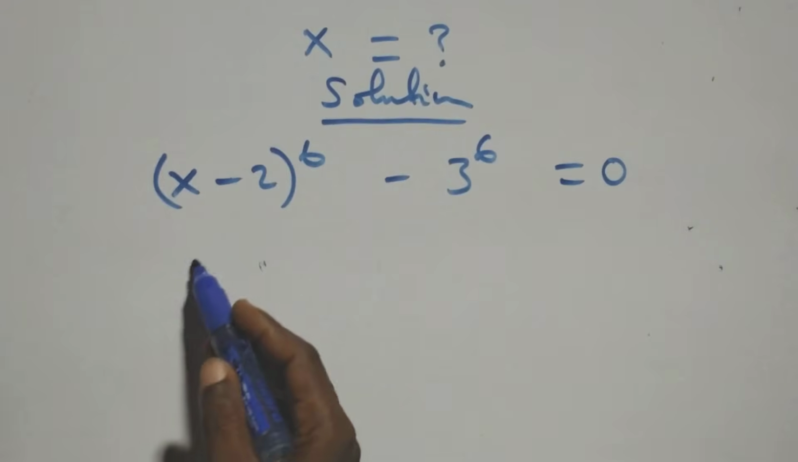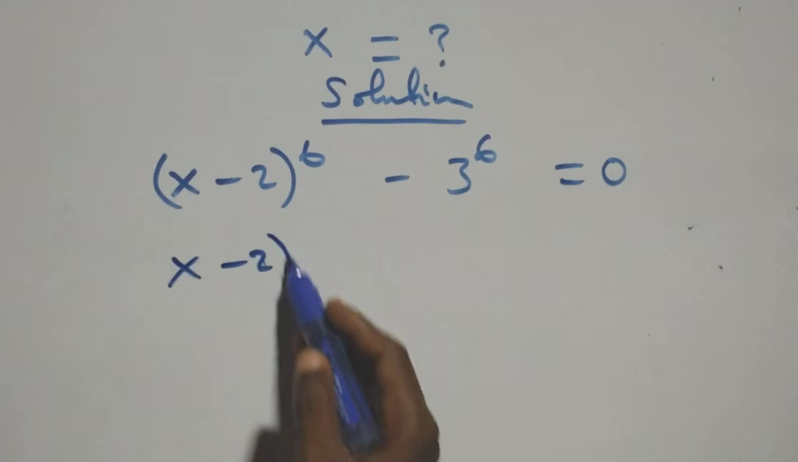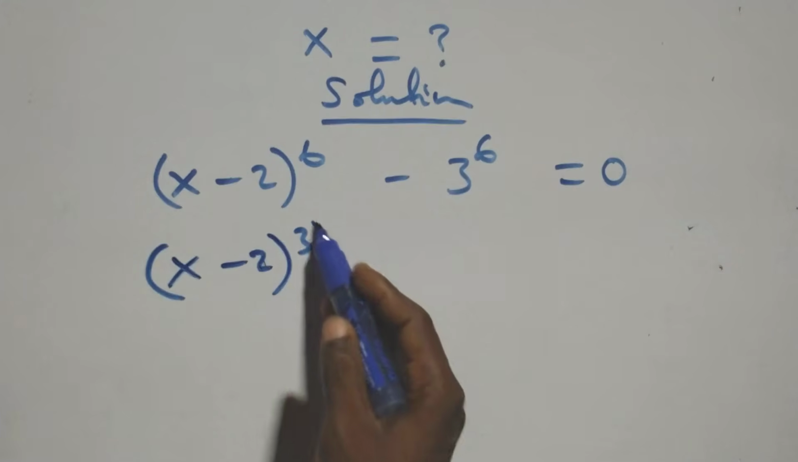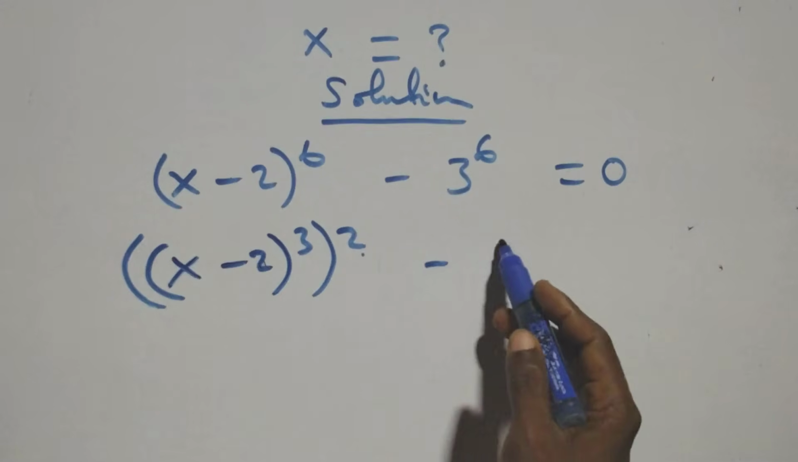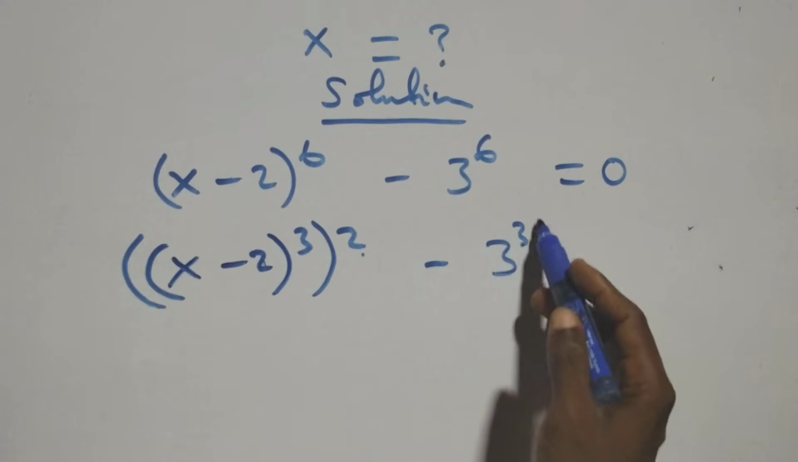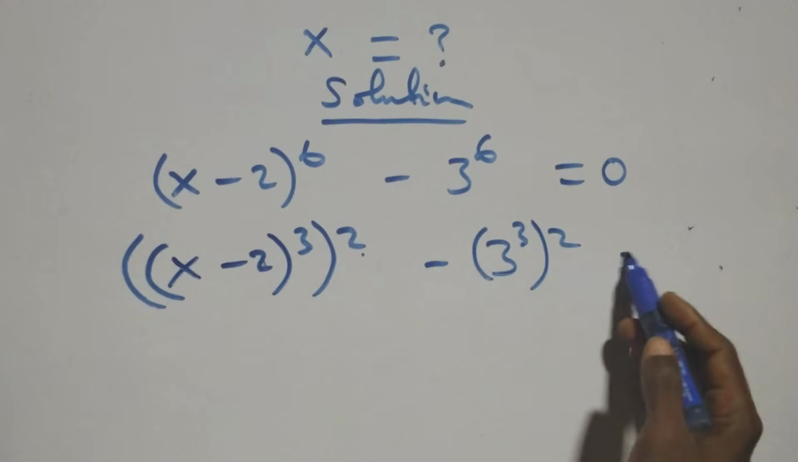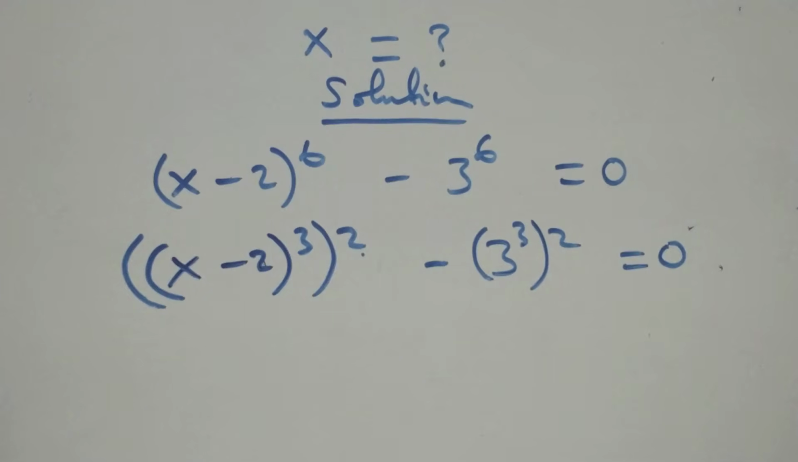Here, we can write this as (x minus 2) all raised to power 3, then all raised to power 2, as 2 times 3 gives us 6, minus also we have 3 raised to power 3, then all raised to power 2 equals 0.